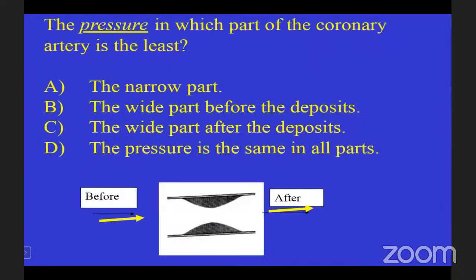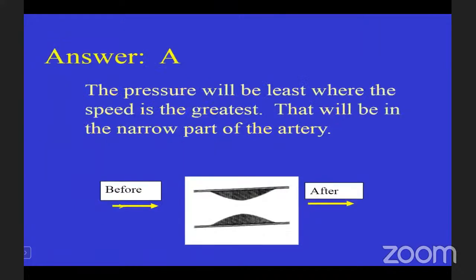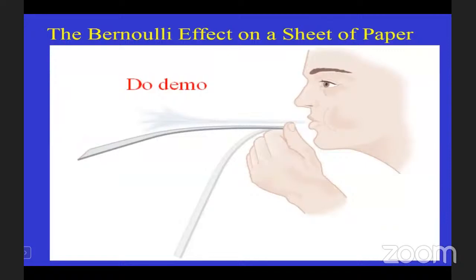The next one: the pressure in which part of the coronary artery is the least? Okay, so what is that? The narrow part. The pressure will be least where the speed is the greatest, and that will be in the narrow part of the artery.